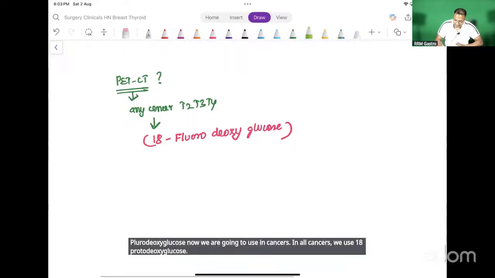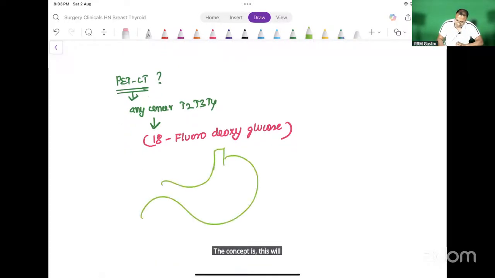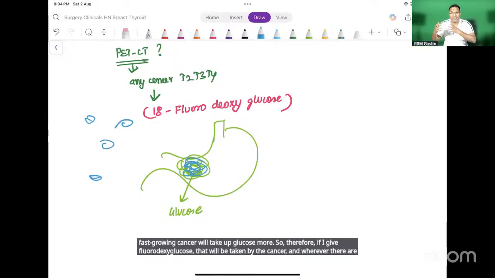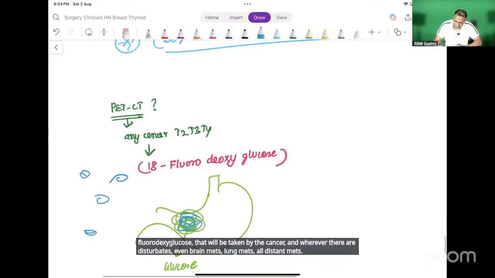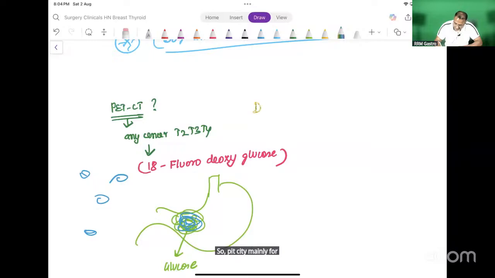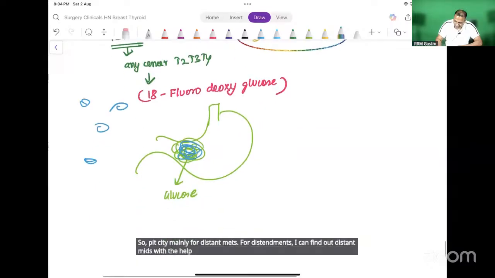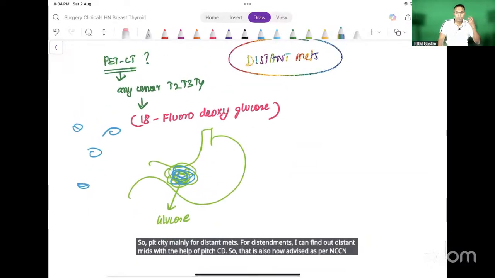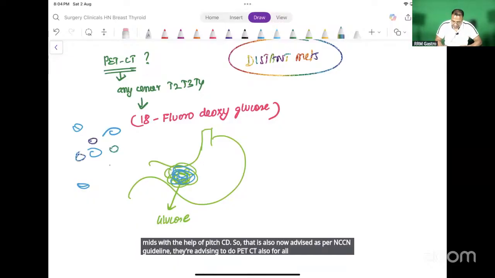The concept is that fluorodeoxyglucose will be taken up by a fast growing cancer, since fast growing cancer takes up glucose more. So wherever there are distant mets, even brain mets, lung mets, all distant mets, it will be taken up. PET-CT is mainly for distant mets. This is now advised as per NCCN guideline; they advise PET-CT for all patients.